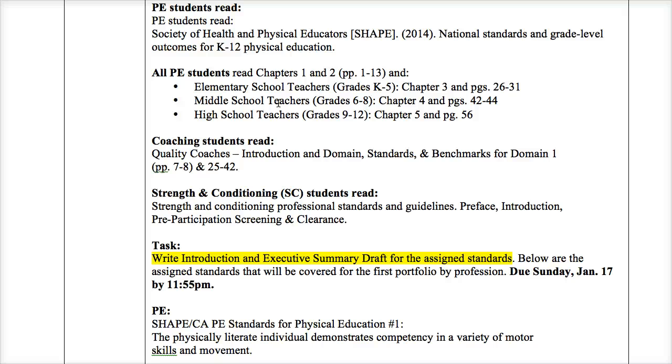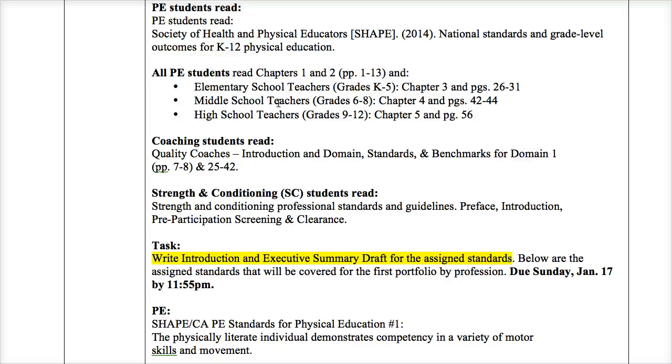Now, some language here for the PE and the strength and conditioning. Well, they're called standards. For the coaching standards, there are domains. And then within each domain, there are standards. And within each standard, there are benchmarks. Okay, just some language in there.